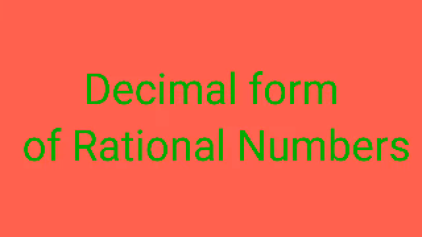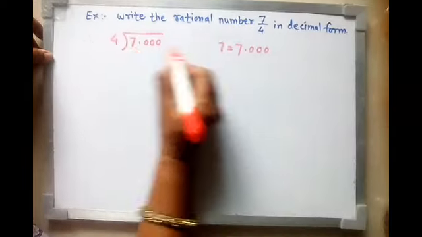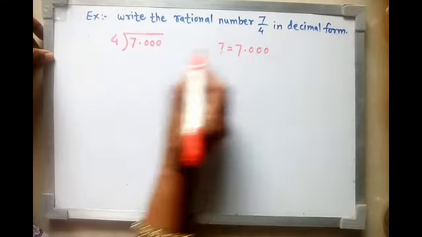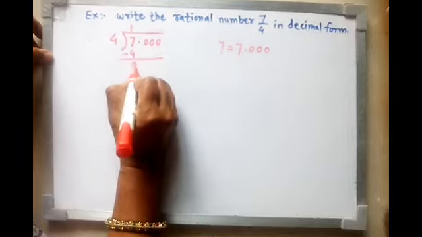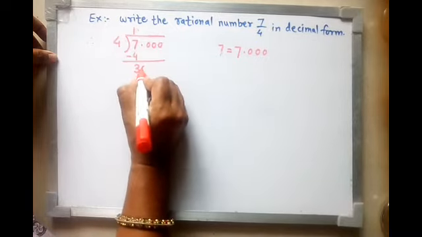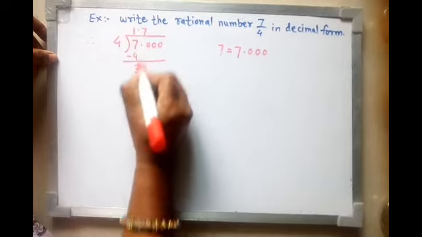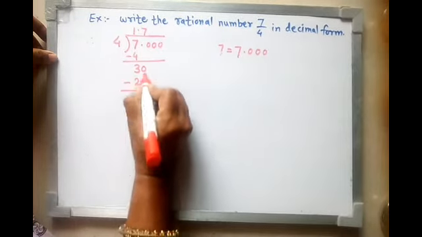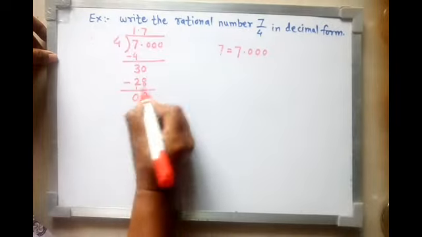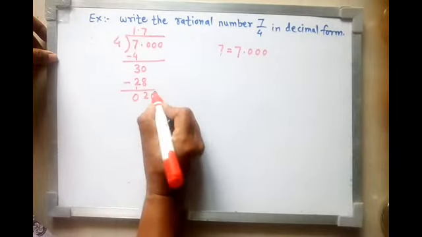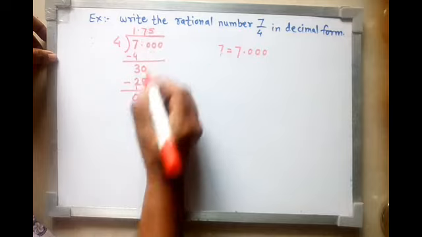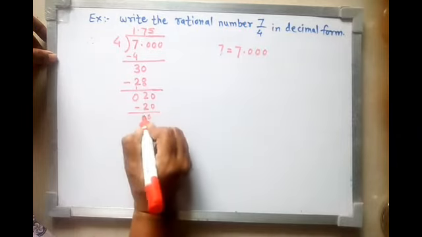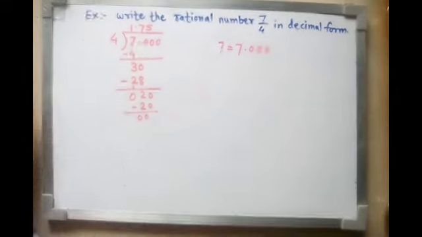Let's learn the decimal form of rational numbers. 7 is equal to 7.000. Any number of zeros can be added after the fraction part. I divide by 4. 4 ones are 4. Decimal point. 4 sevens are 28. Remainder is 2. I take 0. 4 fives are 20. 20 minus 20, remainder is 0.